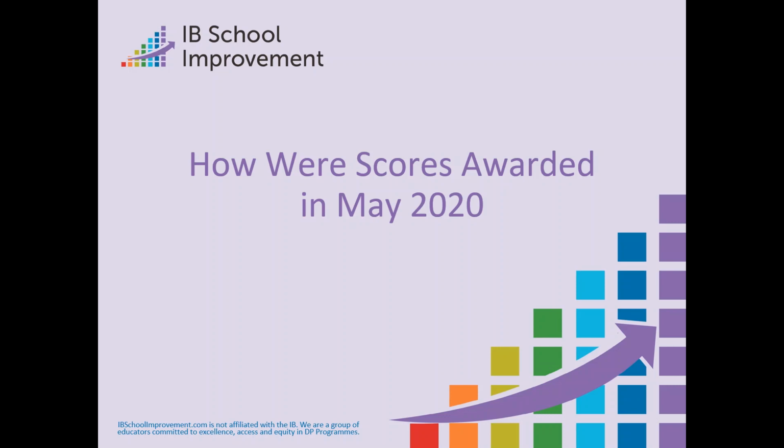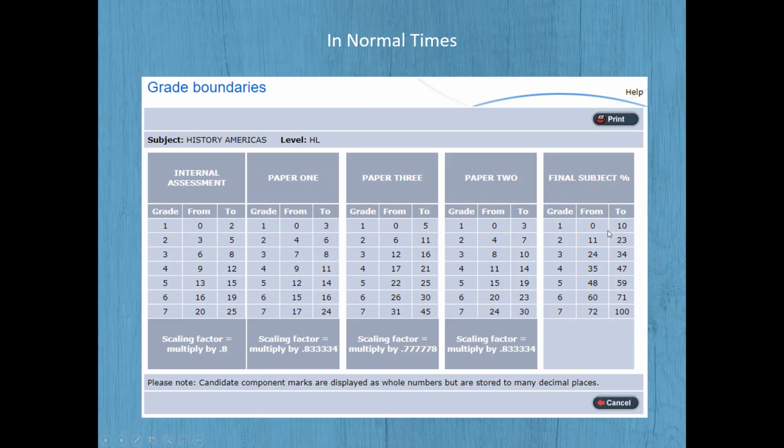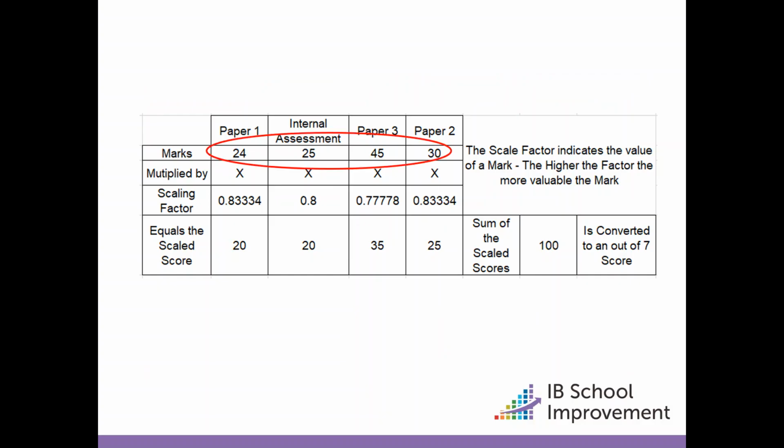How were scores awarded in May of 2020? In normal times, IB produces grade boundaries that follow the formula that's in our guides to explain how they award scores. Usually, they take our rubric marks, multiply them by a scaling factor that creates the percentages that add up to an out of 100 score that is converted to a 1 through 7.